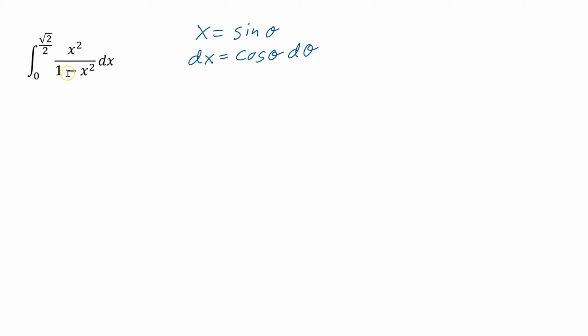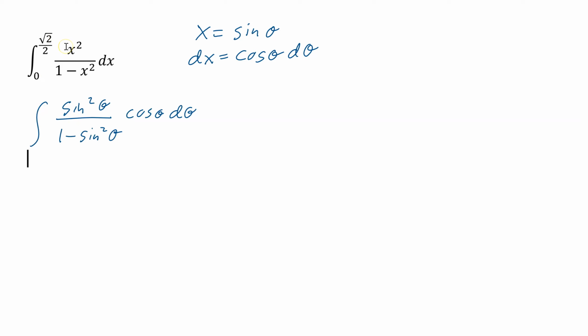So we're going to get 1 minus sine squared theta. That's what we wanted, so that we can make that into cosine. That would become sine squared. That becomes cosine theta d theta. So everything replaces. So we end up with sine squared theta over 1 minus sine squared theta, and then dx is cosine theta d theta.